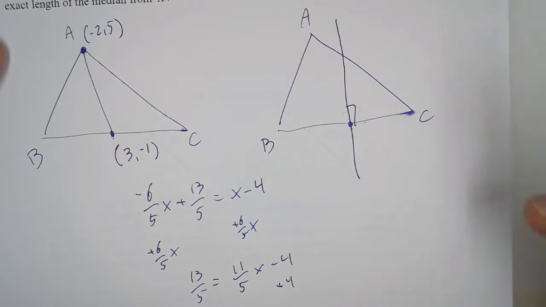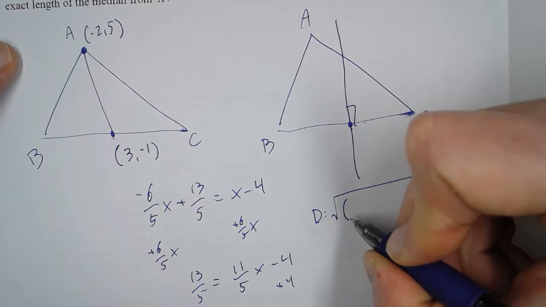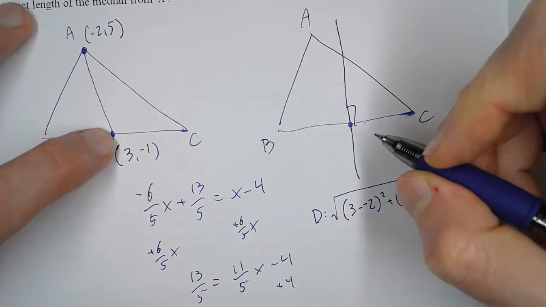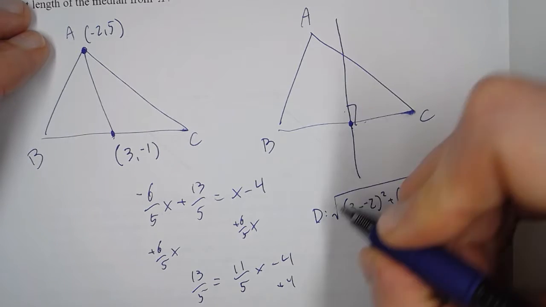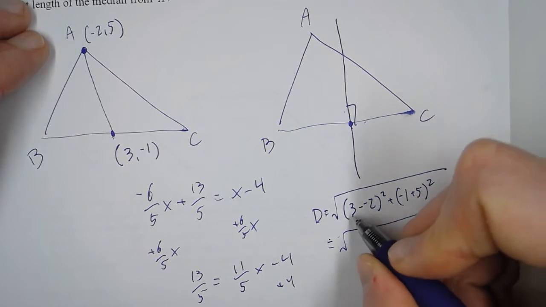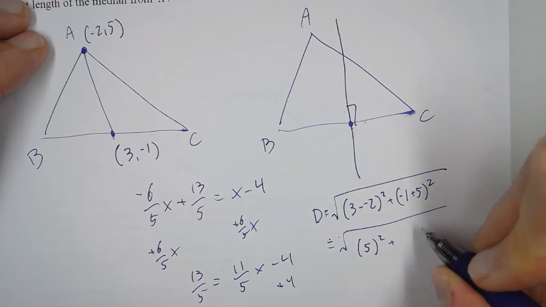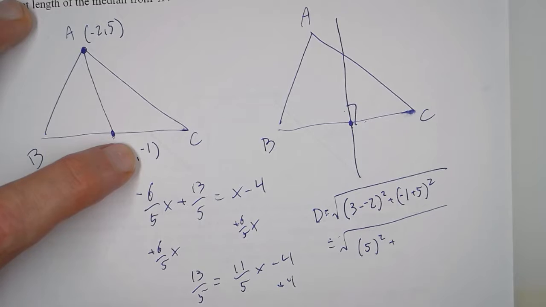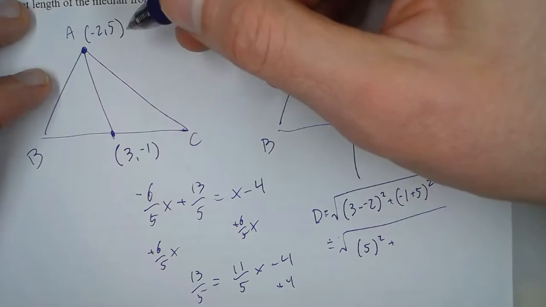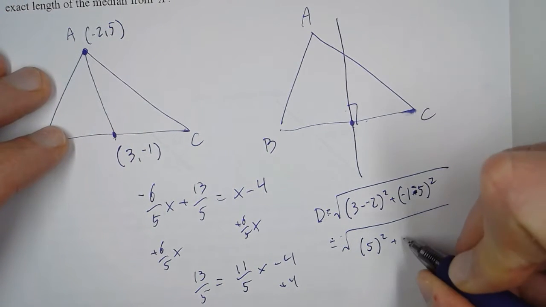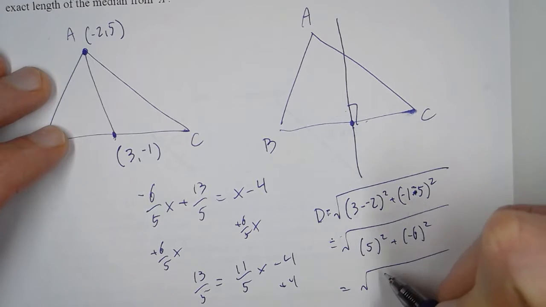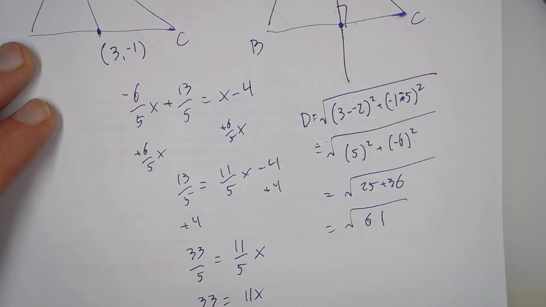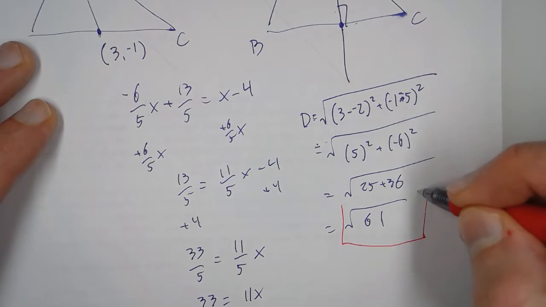What we want is the distance between these two points. The distance formula says we take the square root of the difference between the two x values, 3 minus negative 2 squared, plus the difference between the two y values, negative 1 minus 5 squared. So 3 minus negative 2 is 5. Whoops, I forgot, that is a difference. So that's negative 6 squared. So the square root of 25 plus 36 equals the square root of 61. And radical 61 cannot be further simplified. So that is our answer, and we're done.